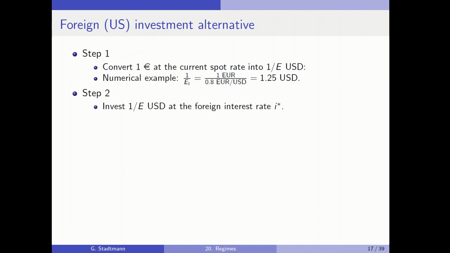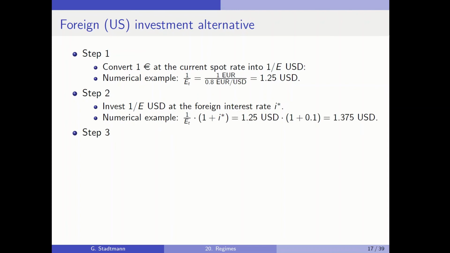Step number 2, we are investing 1 over E US dollar at the foreign interest rate I star. The outcome will be as follows. So we have the 1.25 US dollar. We are investing at the foreign interest rate, which is equal to 10%. So at the end of the period, we have 1.375 US dollar.